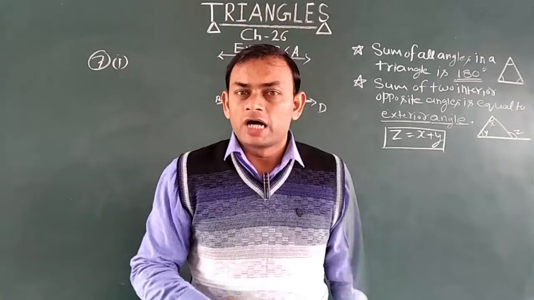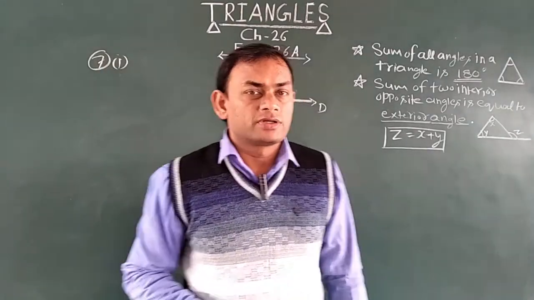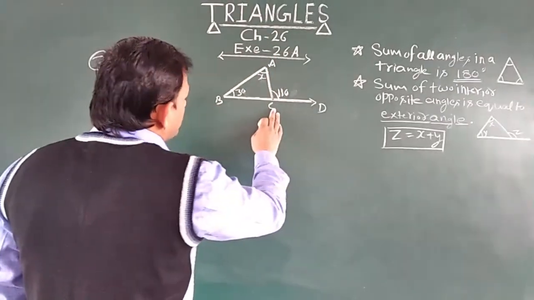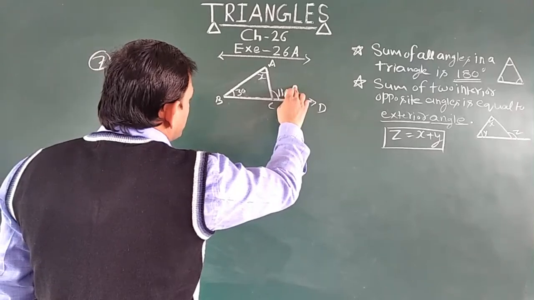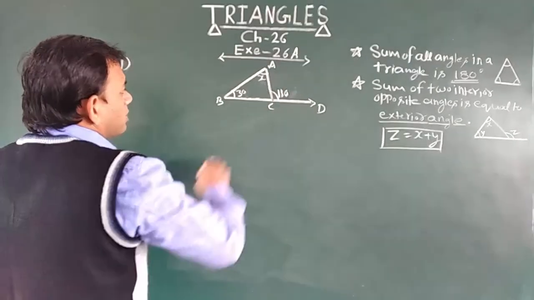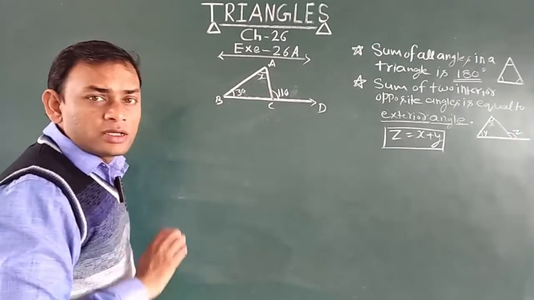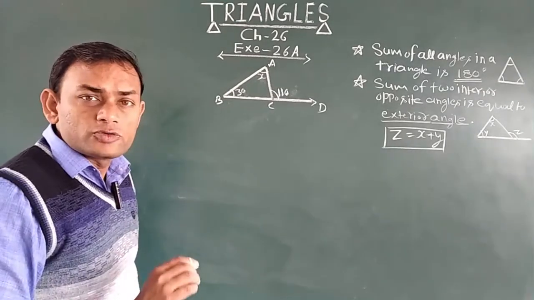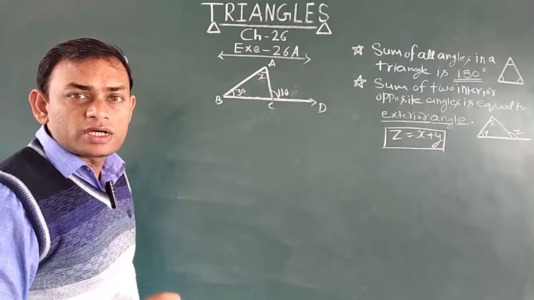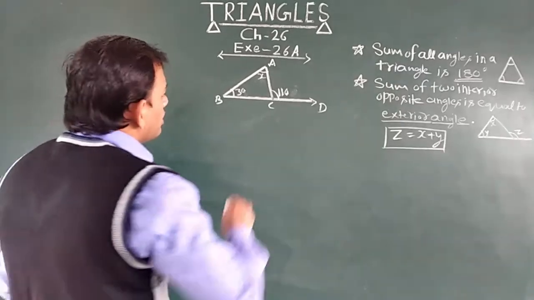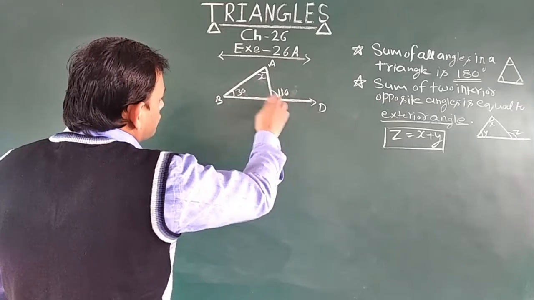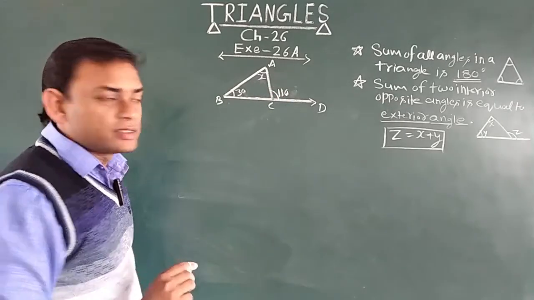Got it? Now I am just going to tell you question number 7. I will tell you the first part of this question. First of all, in this figure you can see one external angle is given, and you have to find an interior angle. So how do you find it? As you know, the sum of the two interior opposite angles is equal to the external angle. So the sum of 30 plus x will be equal to 110 degrees.